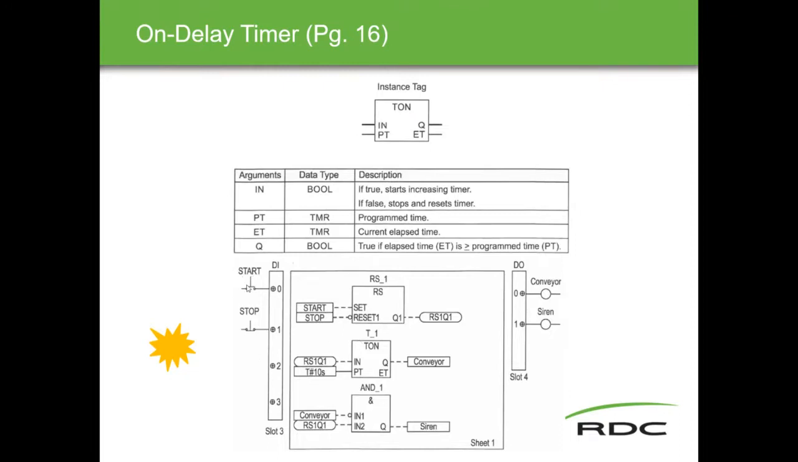What do we have? We have a start button that's open, and we have stop that's closed. So here's a zero, here's a one, here's a zero, here's a one, here's a one, here is a one with an inverter, so this is a zero. Okay, so I got a zero here and a one here on a reset dominant, which means that this is going to set Q1 to true. So RS1 Q1 is going to be true.